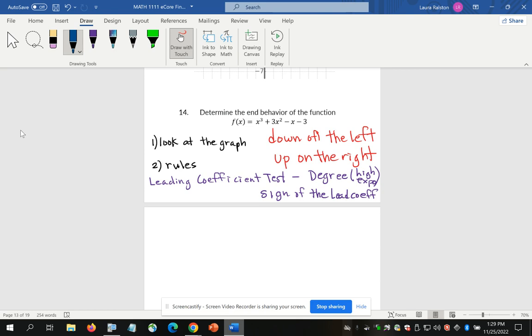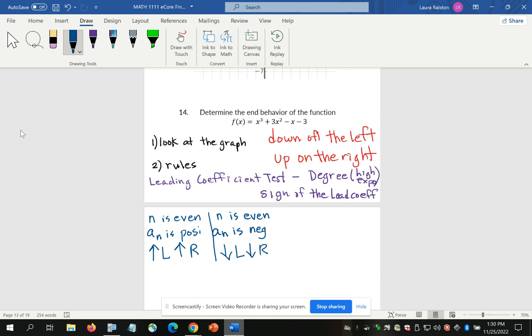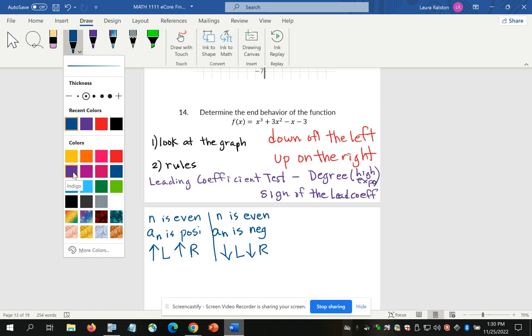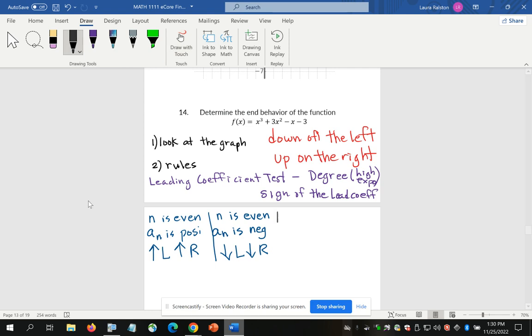If your degree is even and your leading coefficient is positive, it's going to go up on the left and up on the right. If your degree is even and your leading coefficient is negative, it goes down on the left and down on the right. Notice when the degree is even, both ends do the same thing.